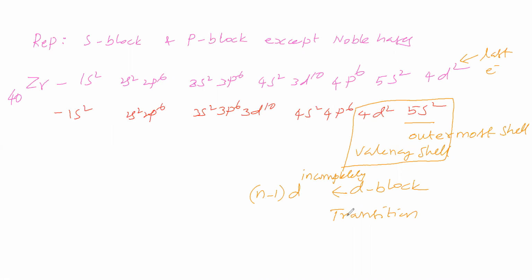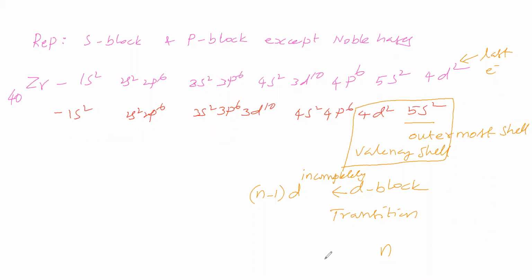Next, we'll see the general valence shell configuration. Now, the valence shell contains 4d and 5s. The outermost shell principal quantum number we will take as n. Then the valence shell contains (n minus 1)d.